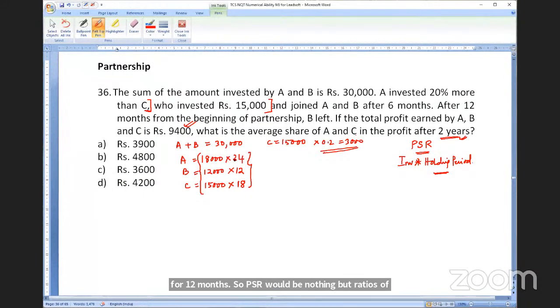This is investment into holding period. This is known as weighted investment. PSR, profit sharing ratio, is the ratio of weighted investment till the time period given in the question. Now, we can just cancel out these 3 zeros.